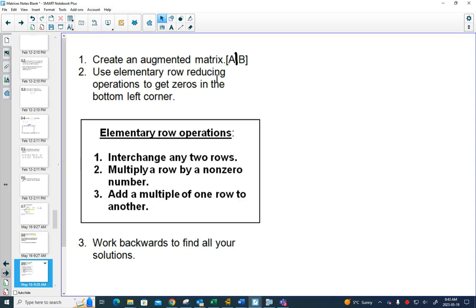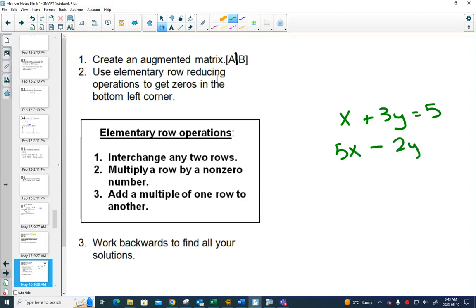And it's the same idea if you had something like this. Okay? If I had x plus 3y equals 5, and 5x minus 2y equals 4, can you see that if you wanted to use the elimination technique, you would probably take equation 1 and multiply it by -5, and then add it to equation 2. And you would get a 0, and you would get a new equation.